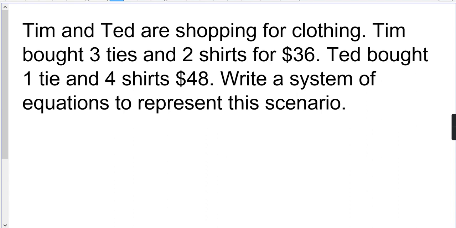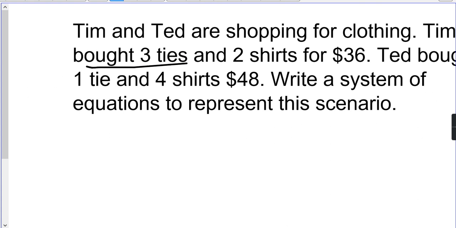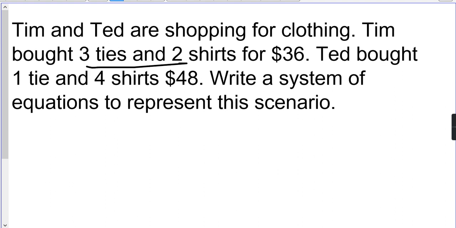Tim and Ted are shopping for clothing. Tim bought 3 ties and 2 shirts for $36. Ted bought 1 tie and 4 shirts for $48. Write a system of equations to represent this scenario. So we have 3 ties, 2 shirts, $36. We have 1 tie and 4 shirts for $48.